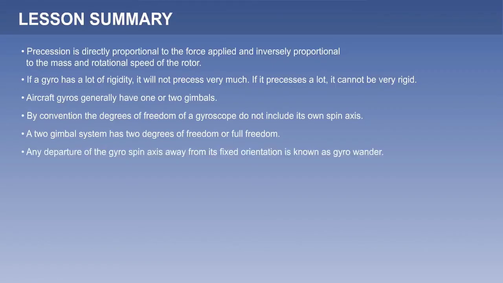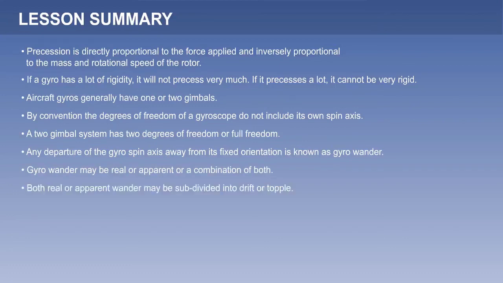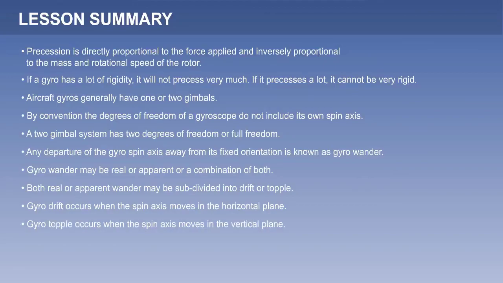Any departure of the gyro spin axis away from its fixed orientation is known as gyro wander. Gyro wander may be real or apparent, or a combination of both. Both real or apparent wander may be subdivided into drift or topple. Gyro drift occurs when the spin axis moves in the horizontal plane. Gyro topple occurs when the spin axis moves in the vertical plane. Vertical axis gyros can only topple. Horizontal axis gyros can drift and topple.